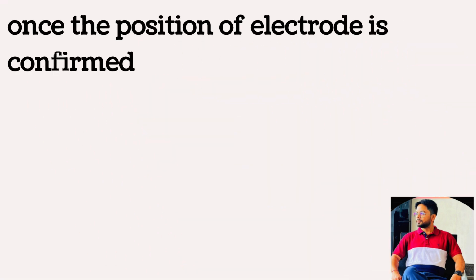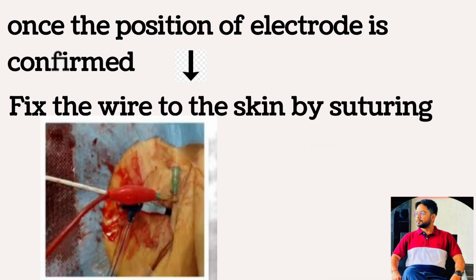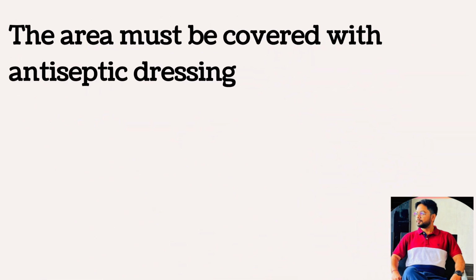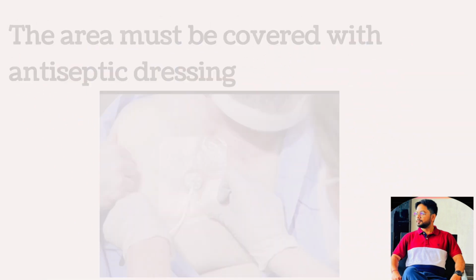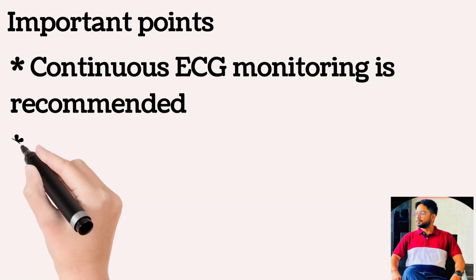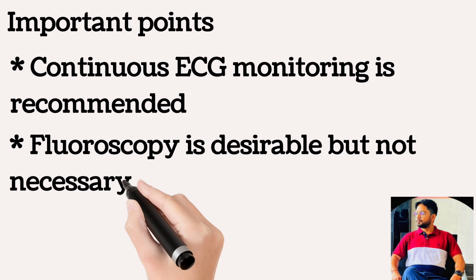Fix the wire to the skin by suturing close to the point of insertion once the position of the electrode is confirmed and satisfactory capture and output are obtained. The area must be covered with antiseptic dressing. Continuous ECG monitoring is recommended for endocardial lead placement. Fluoroscopy is desirable but not necessary.